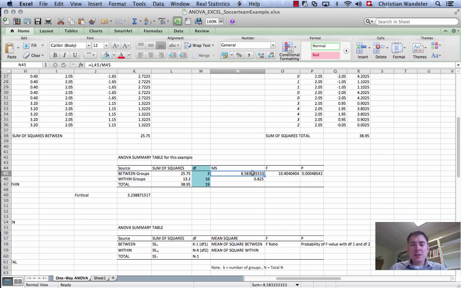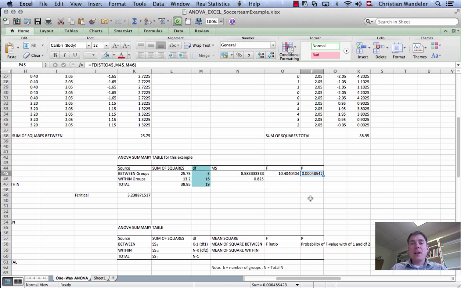Then to get the mean squares between groups, we divide the sum of squares by the degrees of freedom, which gives us 8.58. And then within groups, we get 13.2 divided by 16, which gives us 0.825. And here you can see the ratio. The between groups mean square is almost 10 times as big as the within groups. So already that tells you that there is a big difference between the between group variation and the within group variation. Indeed the F ratio is 10, so about 10 times more variation between groups than within groups.